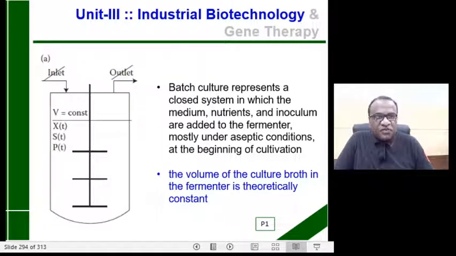Is it really true? There could be small deviations. Small deviations in culture volume are caused by a low feed rate of acid-base solutions for the sole purpose of maintaining the pH at the desired level.